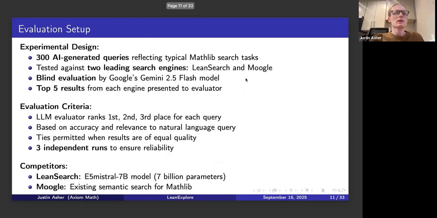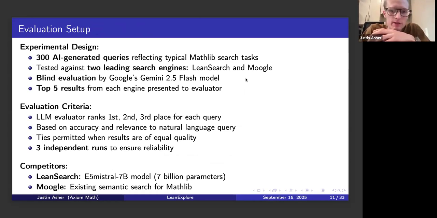So I tested this against other search engines. I took 300 AI-generated queries reflecting typical Lean search tasks, things you might be looking for, like the fundamental theorem of calculus, fundamental theorem of algebra, definition of a scheme, and other things. I tested against two leading search engines, LeanSearch and Moogle, and I used an LLM judge to evaluate whether the results generated by LeanExplore were in fact better than these other search engines.